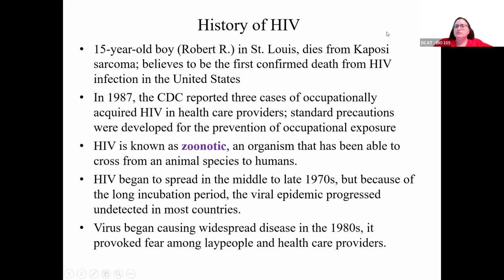So, some more history of HIV. A 15-year-old boy, Robert R. in St. Louis, died from Kaposi sarcoma. This is believed to be the first confirmed death from HIV infection in the United States. Kaposi sarcoma is a rare cancer of the skin, and I'm going to show you a picture of that real quick.